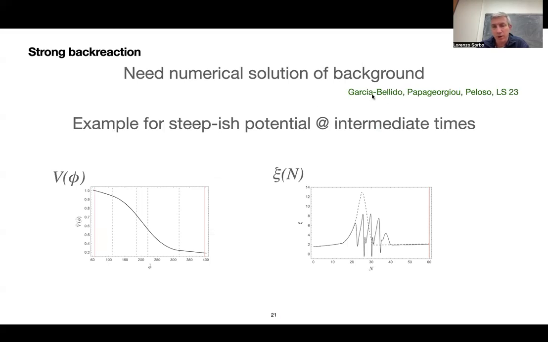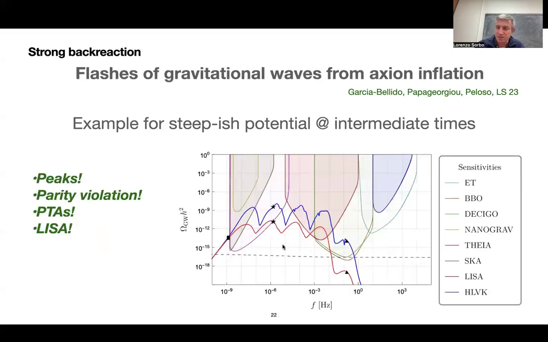So with Juan Garcia-Bellido, Alex Papageorgiou, and Marco Peloso, we studied, for instance, a model of inflation where we have a relatively steep part of the potential that leads to strong back reaction, so large oscillations here. And this is the resulting spectrum of gravitational waves. And we see there's a lot of interesting phenomenology here.